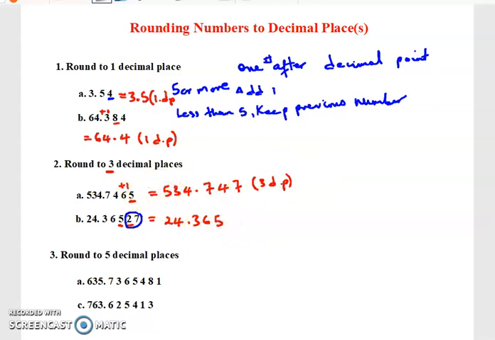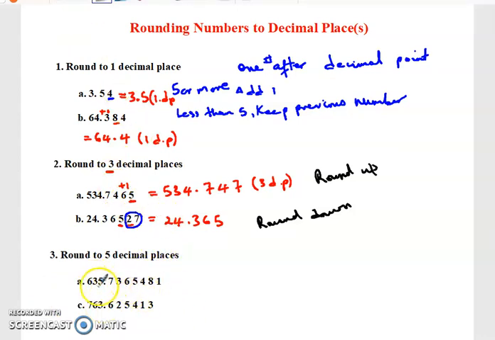Whenever you add 1, you round up. Like in this case, since you add 1 to the 6, you actually round up. And where you keep the previous number, you actually round down, right? So number 3 now is asking us to round to 5 decimal places.